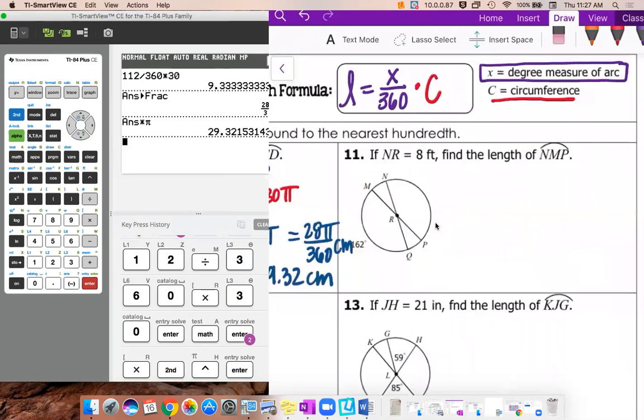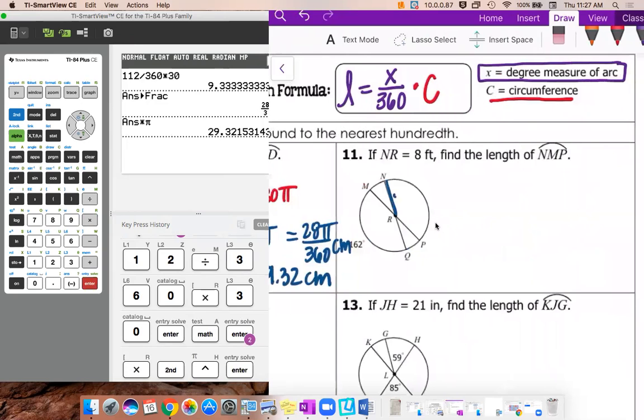So if NR is 8 feet, we want to find the length of the arc NMP. So we're looking for this arc right here. And then they do give us this little portion, 162. So we've got to do a little bit of work to figure out what the angle of this arc is. The first thing I realized is that these two angles are vertical angles, so that means they should be equal.